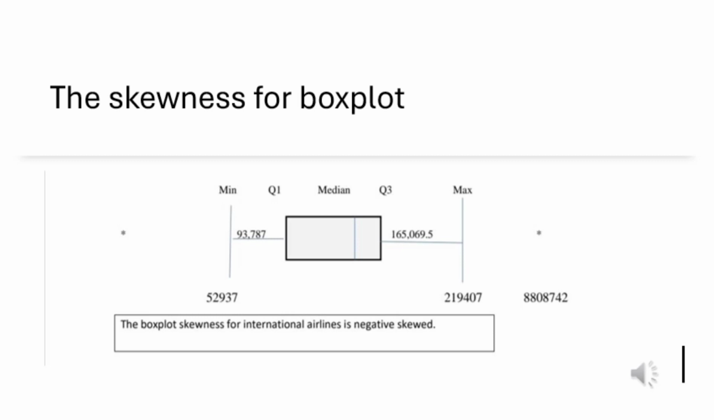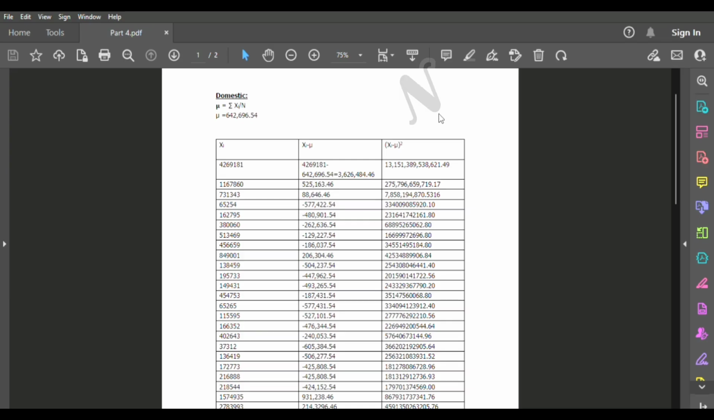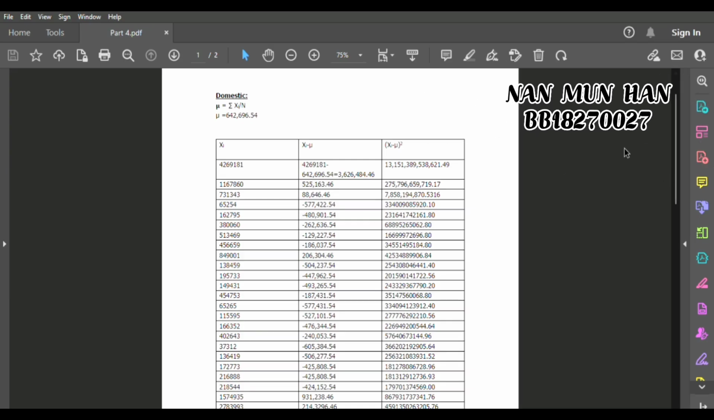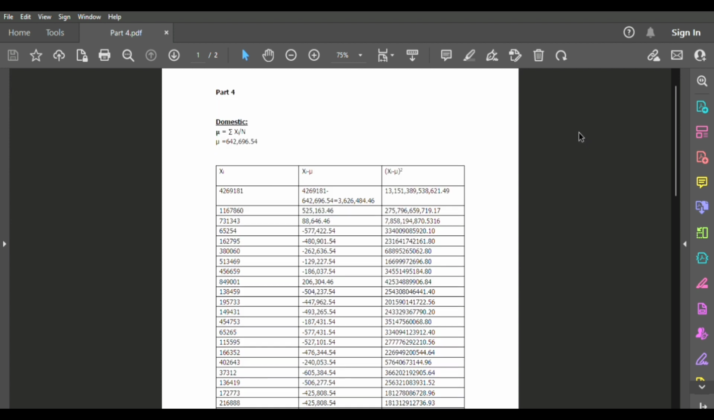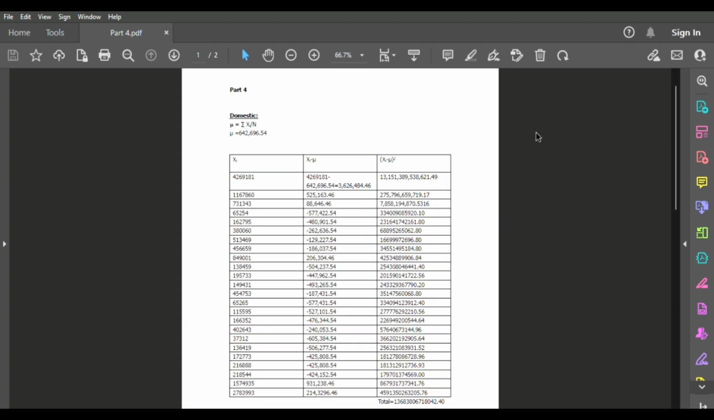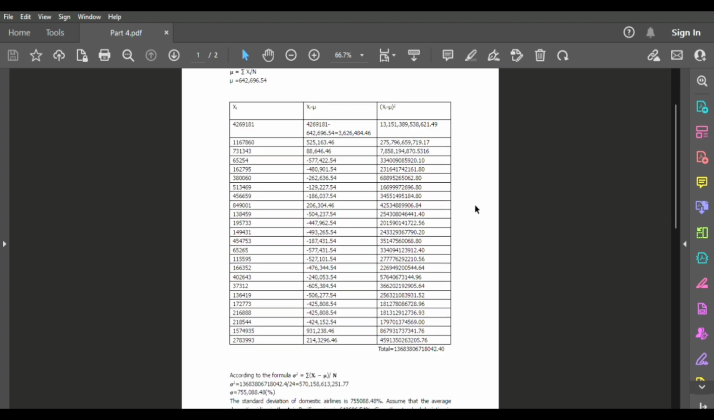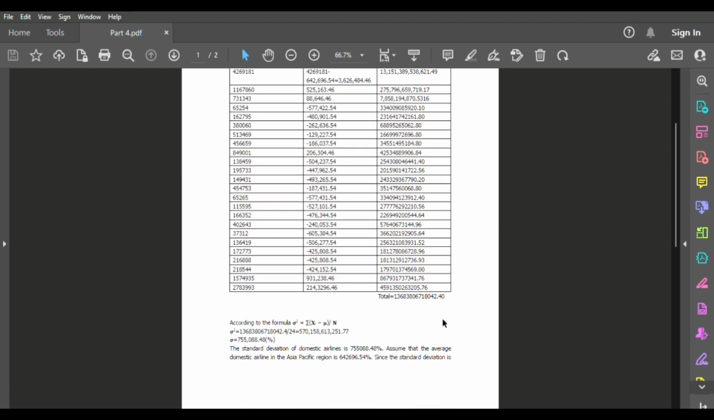So about part 4. First of all, we can calculate the standard deviation and the average of domestic airlines by the formula, from which we can compare that the standard deviation is much larger than the average. So sometimes there are much fewer passengers.